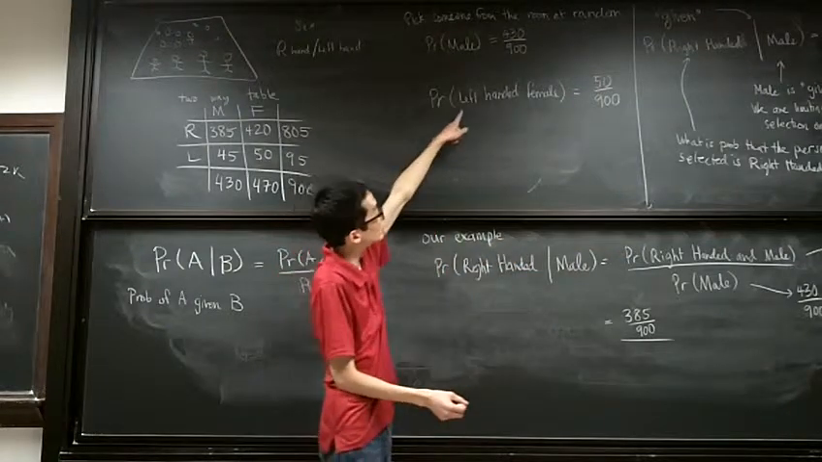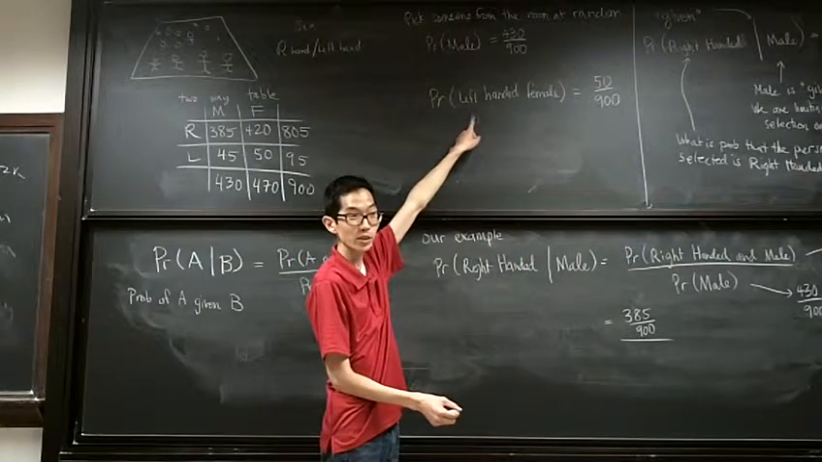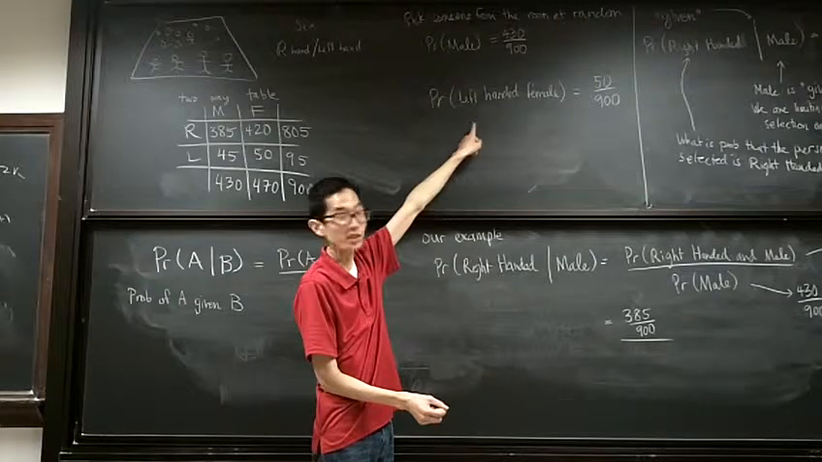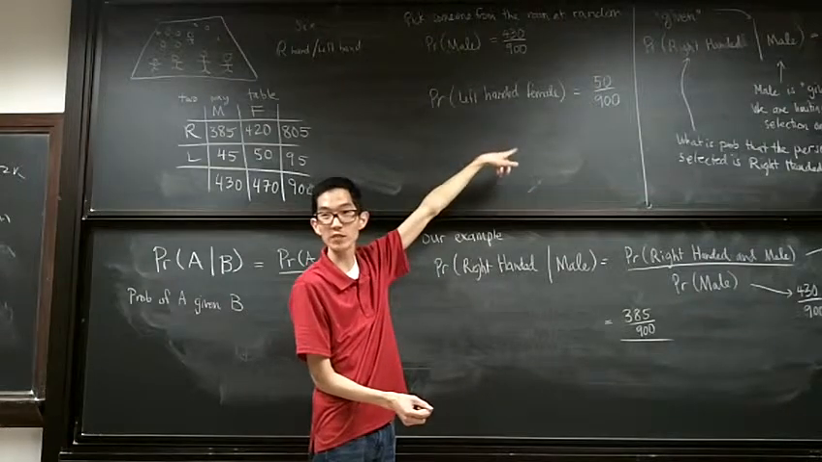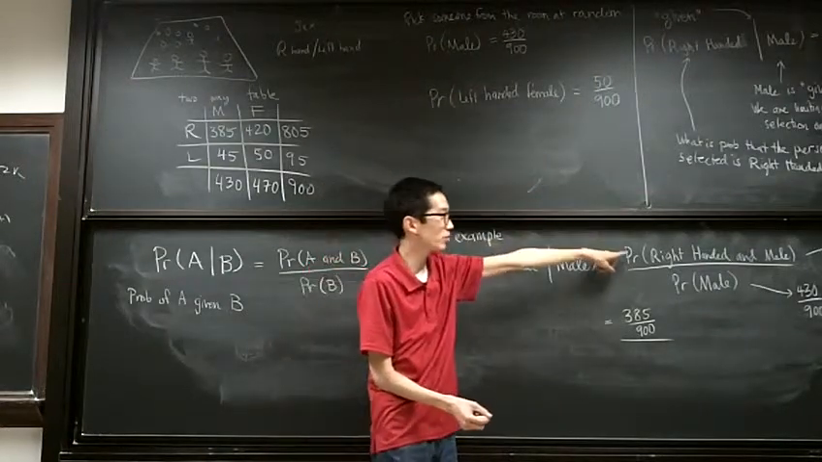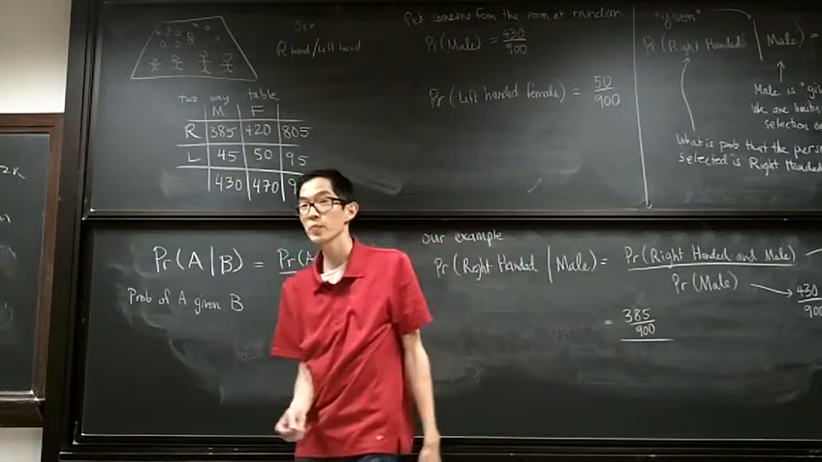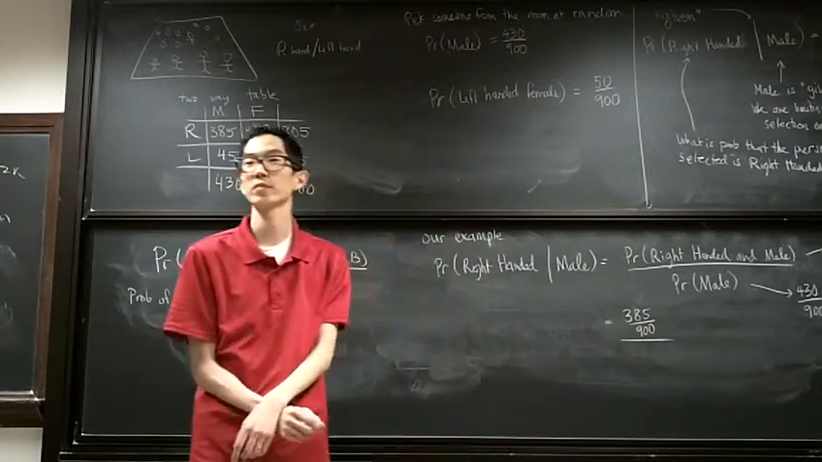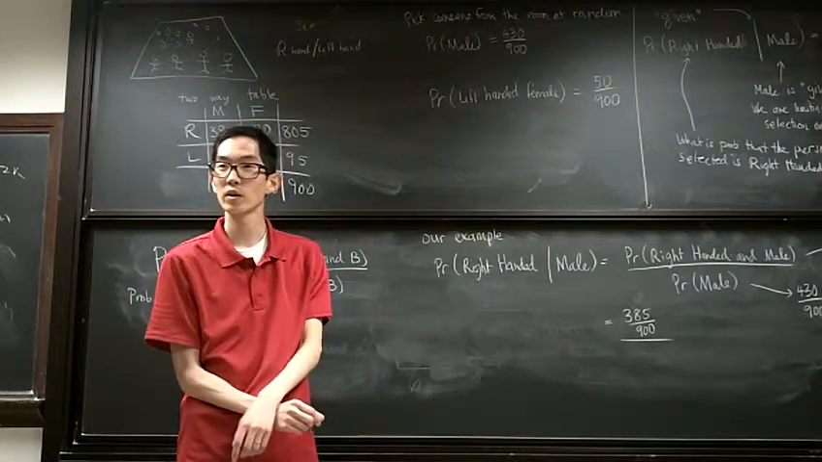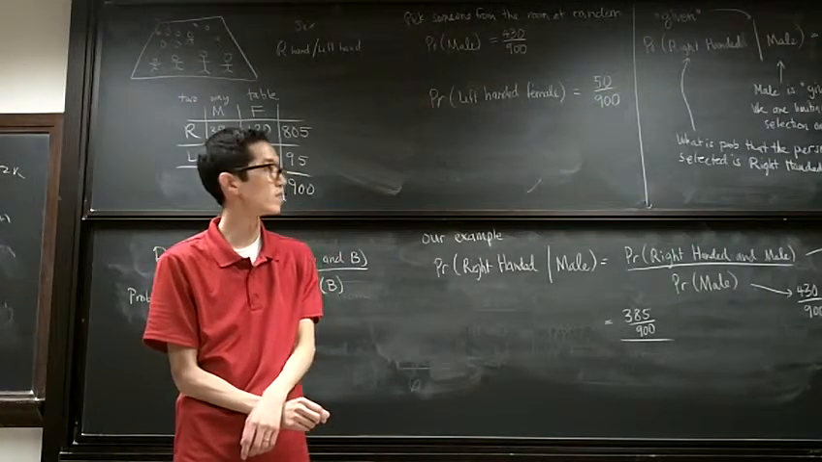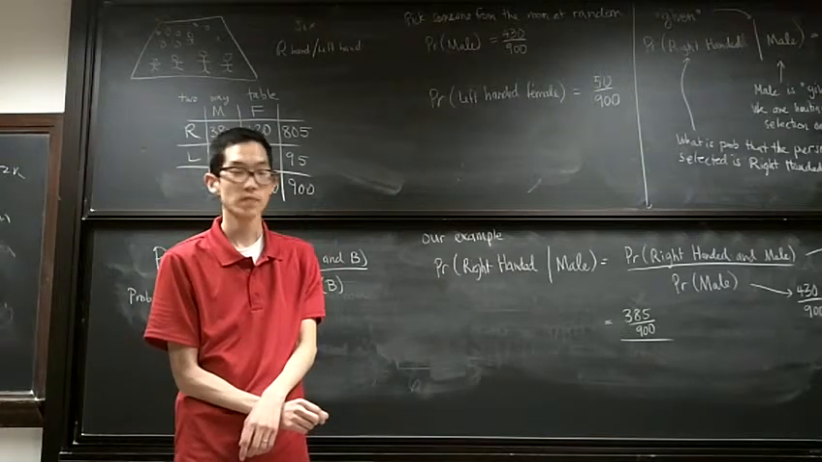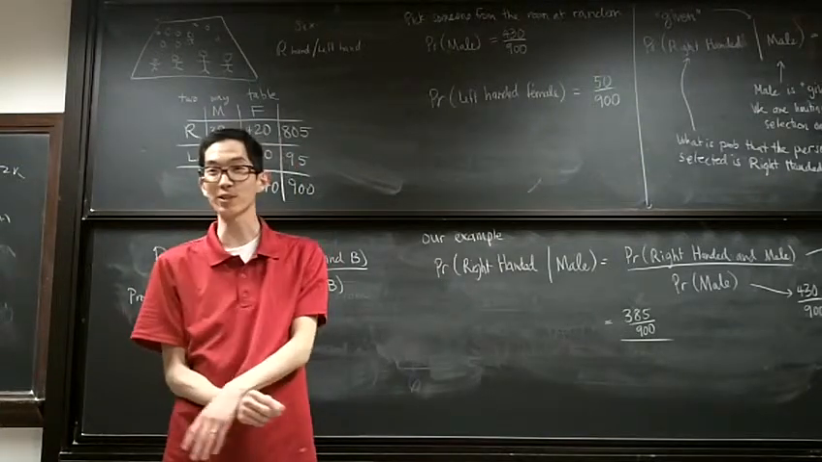Okay, you guys answered this question the same way. Left-handed and female, you said 50 out of 900. That's all we're doing here. Right-handed male, 385 out of 900. Yes? Okay, I understand, but my only question is, how come right-handed given male would be 385 over 430? Okay, we haven't finished.